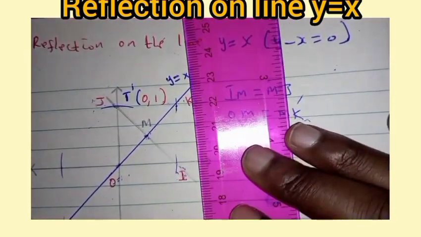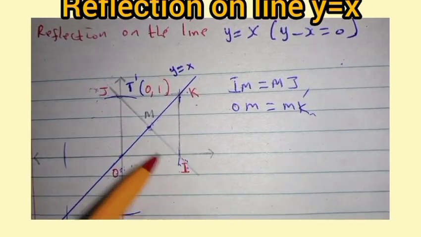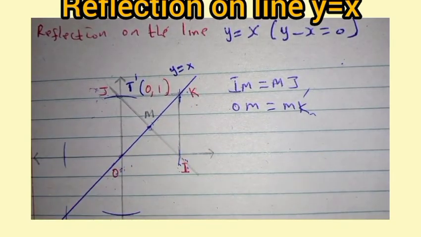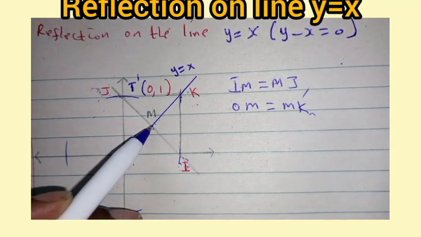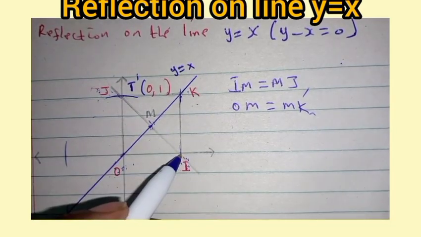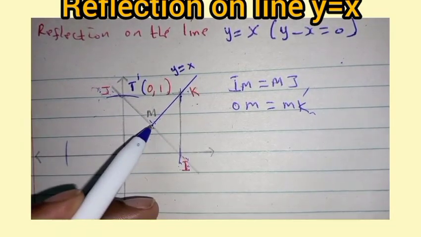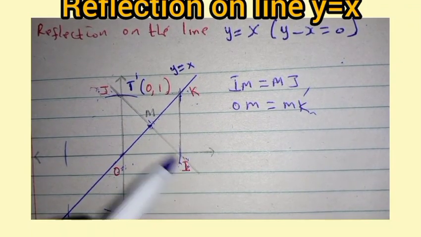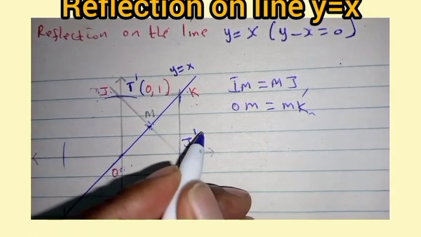This triangle JOI is an isosceles triangle, and the triangle KJI. So what you do, you measure the distance from J to M, and the distance from M to J should be equal. The distance from the object to the mirror should be equal to the distance from the mirror to the image. M stands for the mirror line. So the image of J will be here, J prime.